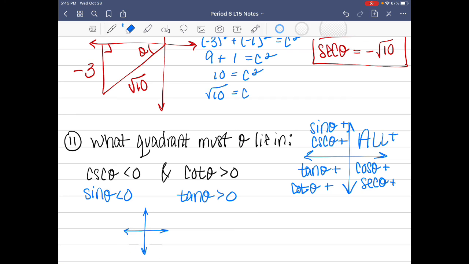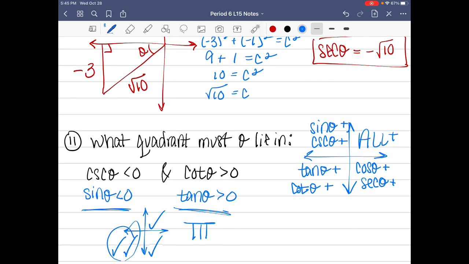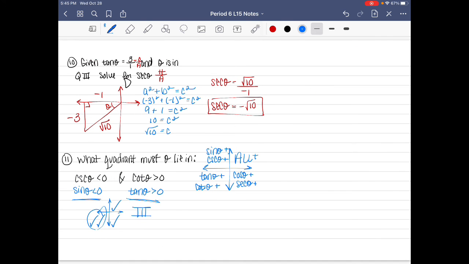Those two very ugly check marks, which I'm making kind of nicer now. Those two check marks satisfy this first condition. And then we had to go to our second condition, say, okay, where is tangent positive? Tangent's positive in 1 and 3. And then wherever you had the double check mark is where it was positive in both. And that would be quadrant 3.